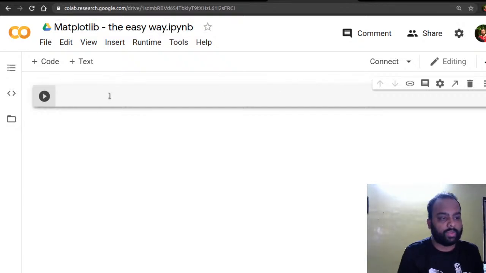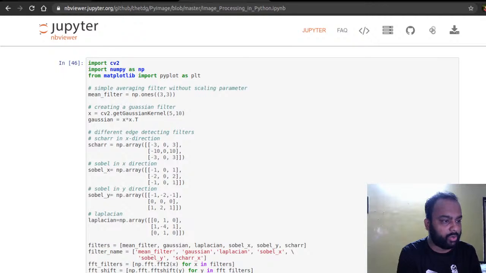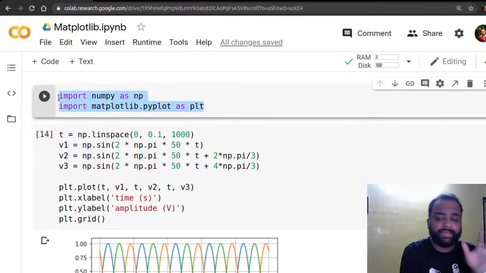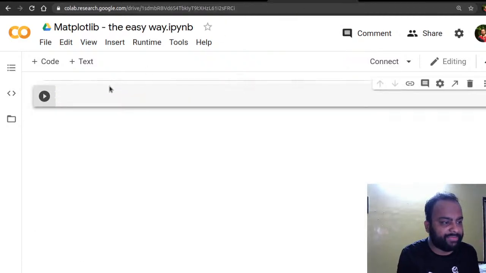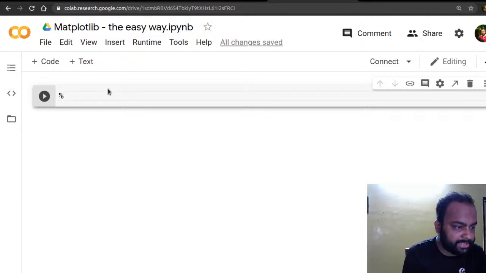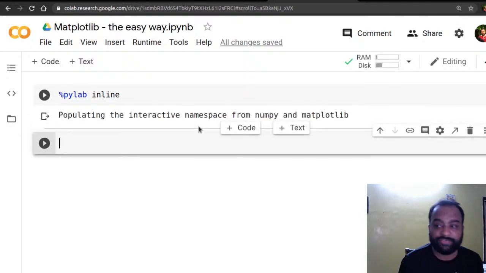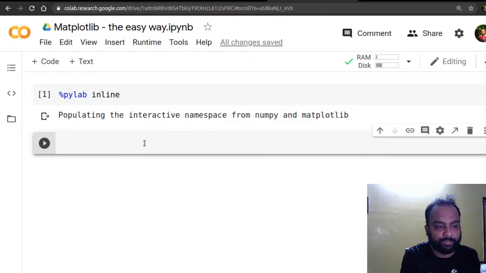The very first thing that we did today was that we imported NumPy and Matplotlib, and we wrote np everywhere. This is so common that we have a magic function. We say %pylab inline. So instead of doing all those imports, that's called a magic function. And it says populating interactive namespace from NumPy and Matplotlib.